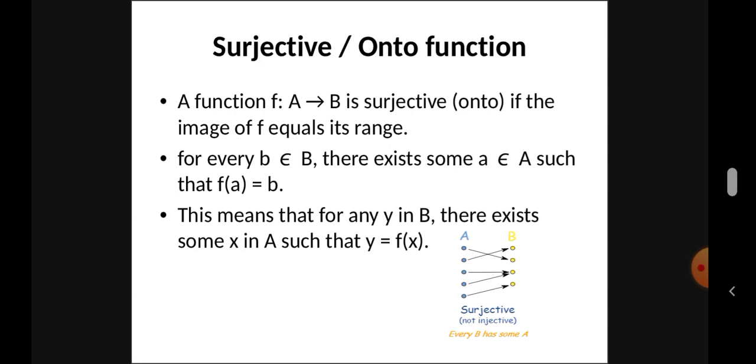Next one is surjective or onto function. A function f from A to B is surjective or onto if the image of f equals its range. For every b, an element of B, there exists some a such that f of a is equal to b. This means that for any y in B, there exists some x in A such that y is equal to f of x. That is, if we give 2 sets, every element in B must have a relation in A.